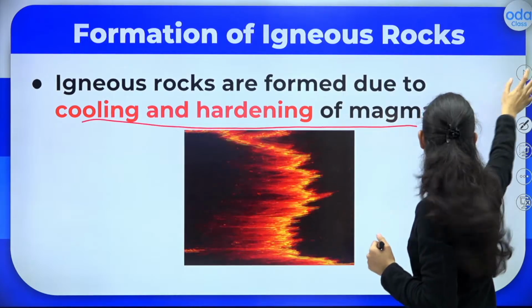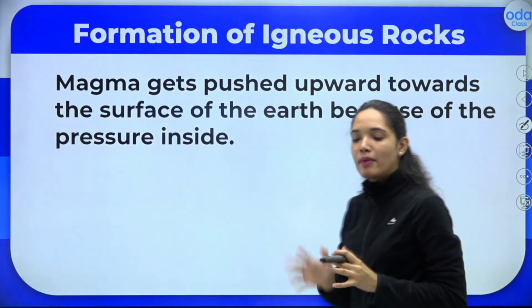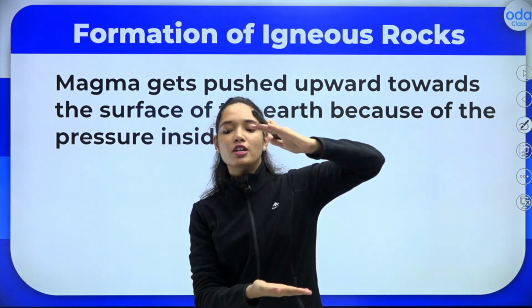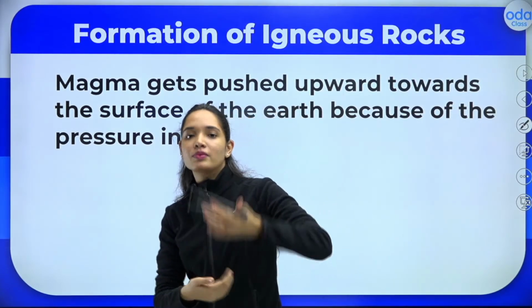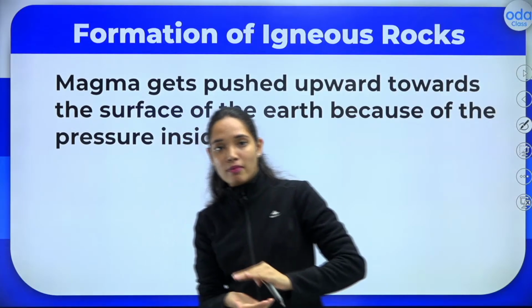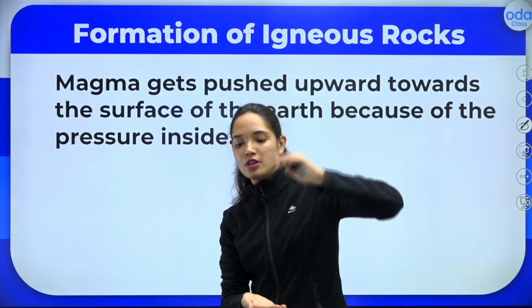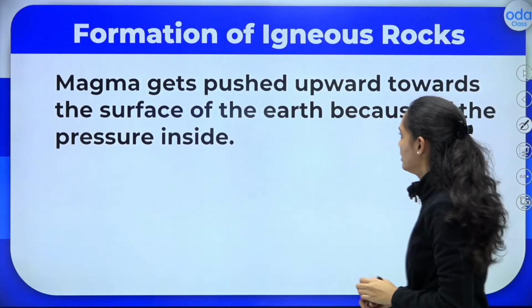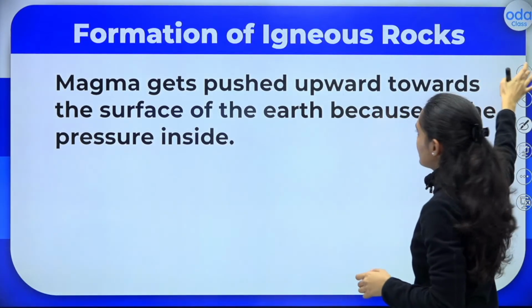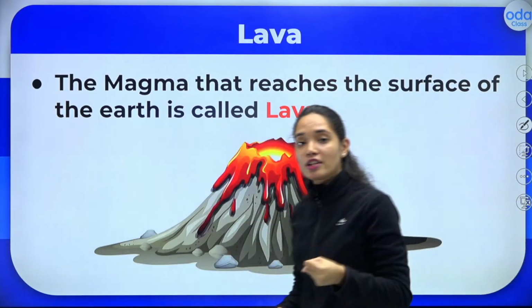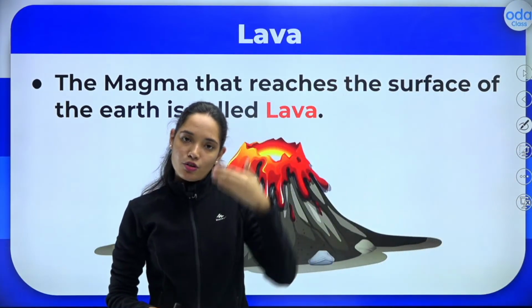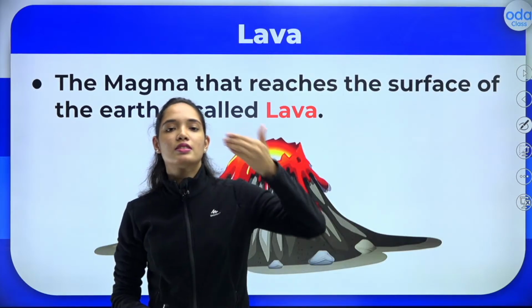So students, this magma gets pushed towards the surface of the earth. Basically it is present inside the earth. This magma gets pushed upwards towards the surface of the earth, and because of the pressure inside, this magma reaches onto the surface. Due to the pressure, it reaches to the surface.